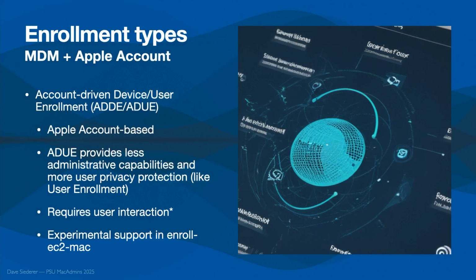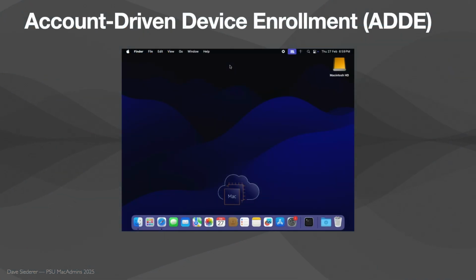And finally, I do want to go a little bit into the future, because there's more than just the enrollment types we talked about earlier. We're all looking at ADDE, ADUE, forgetting that the A doesn't stand for Apple anymore, it's account. Being able to give a very similar set of administrative abilities via Apple account, rather than through any sort of profile, just makes a lot of the setup easier. And I've got experimental support for this in the Enroll EC2 Mac script that I was talking about earlier.